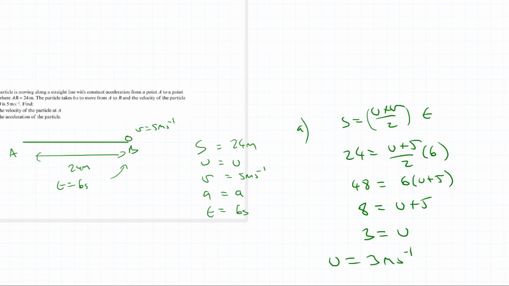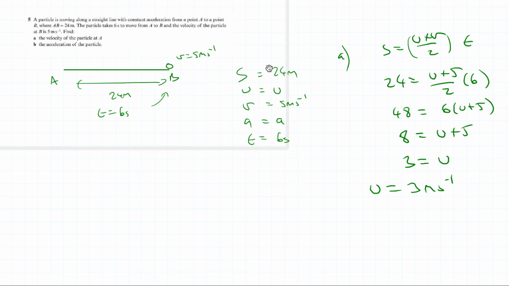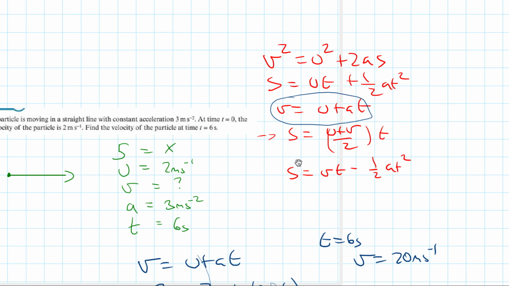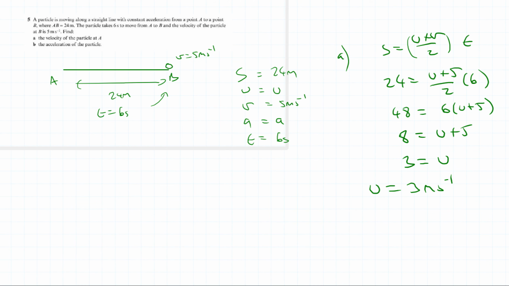5b we've got is the acceleration of the particle. So here I'm going to use an equation without u. Now this equation is going to be s equals vt minus a half at squared, although if you're not confident using this equation, you can use any of the other equations available because you do have your answer for u, which is 3 meters per second. So from here though, we're going to use s equals vt minus a half at squared.